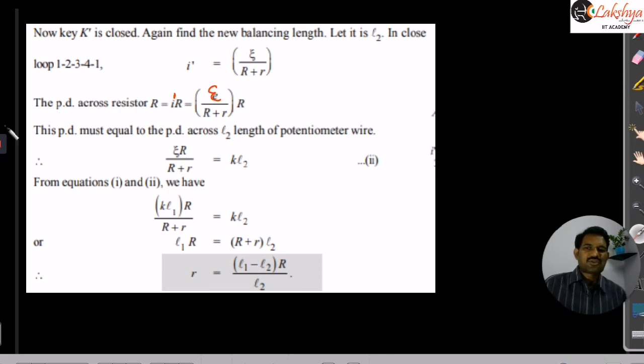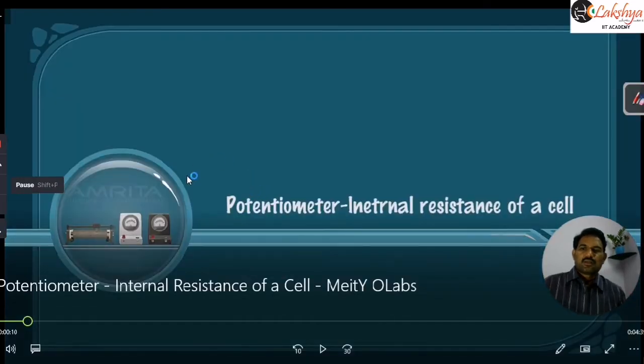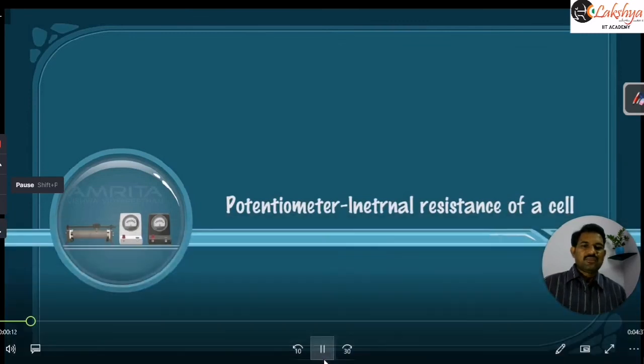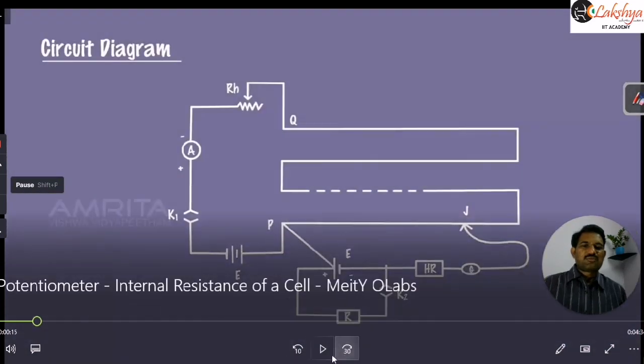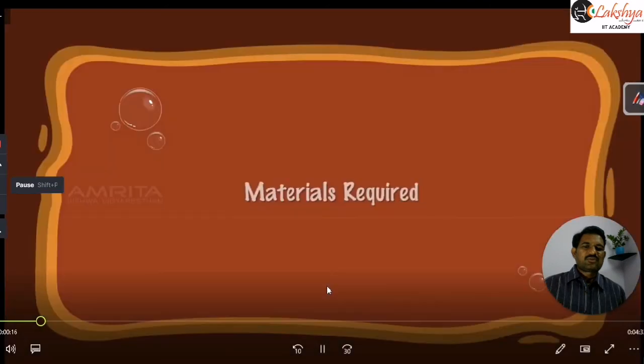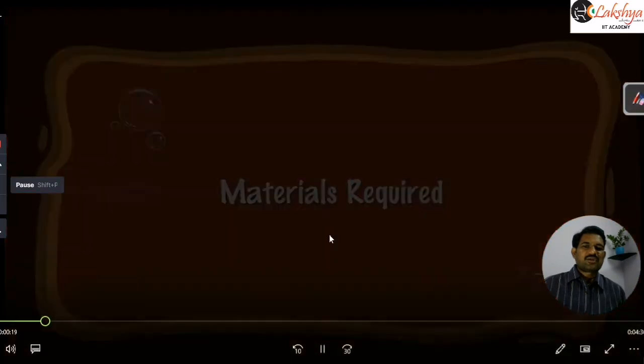Now I will show an experimental procedure to find this internal resistance. So now let us see the experimental procedure for determining the internal resistance of the cell. As we discussed, this is the circuit diagram. This is a potentiometer, and this is a cell and an external resistance we are connecting across it by using a key. Now let us see the materials required for this.